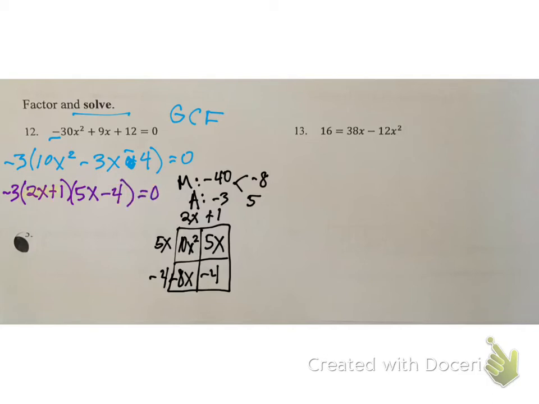Then I set this stuff that is in parentheses equal to 0. So I would say 2x plus 1 equals 0. So x equals negative 1/2. And 5x minus 4 equals 0. So x equals 4/5.